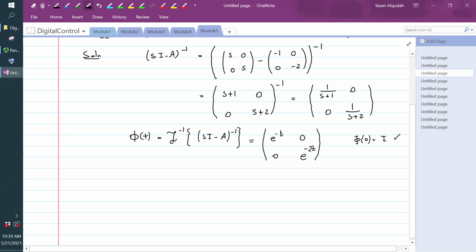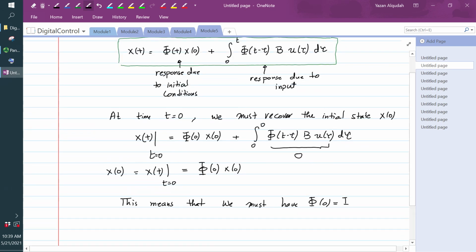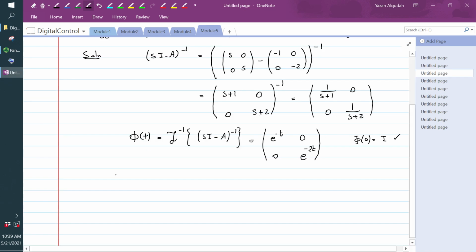So now I can go to the equation that we had above, and I can calculate x of t. What is x of t going to equal? x of t is going to equal phi of t multiplied by x of 0 plus the integration from 0 to t of phi of t minus tau multiplied by B multiplied by u of tau d tau.